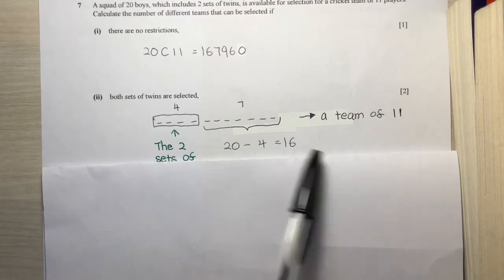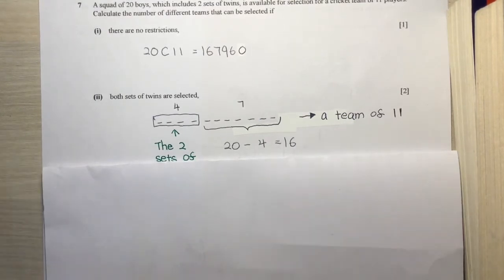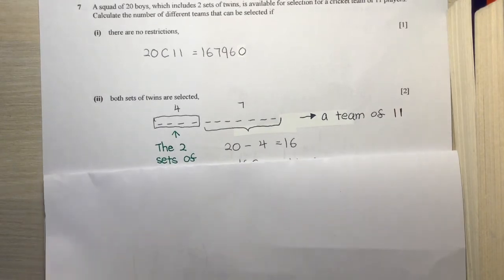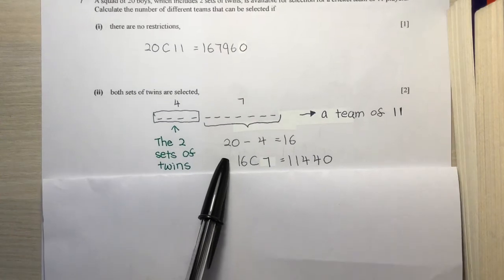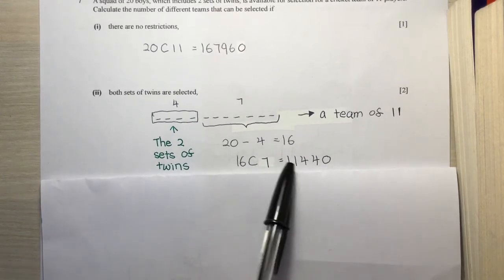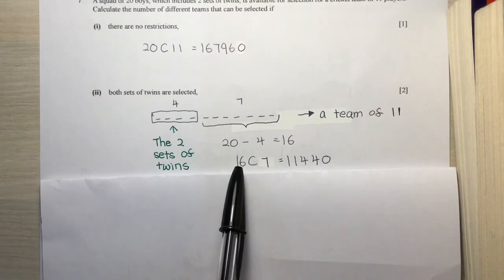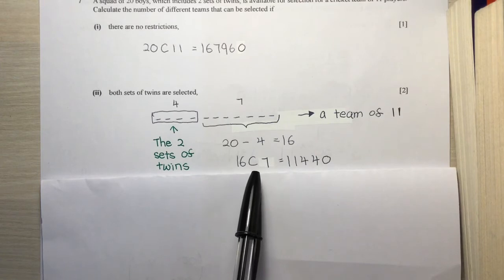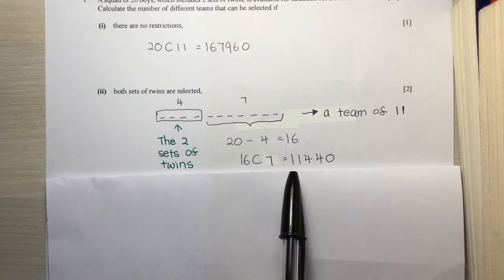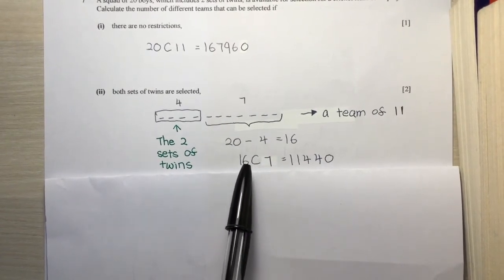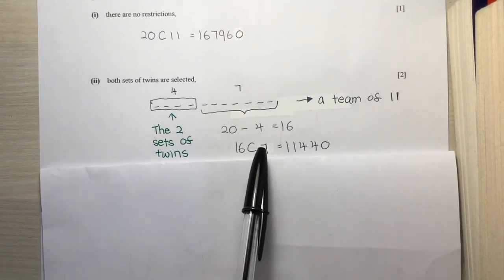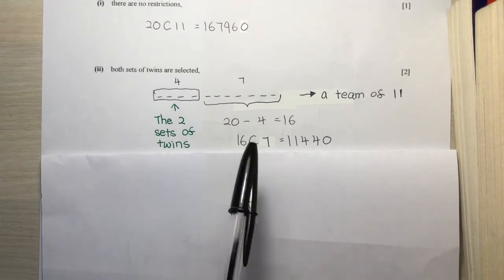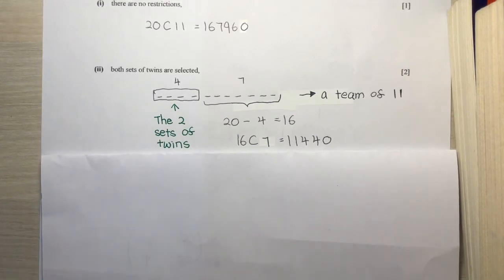After you understand the picture, it becomes pretty straightforward that all we have to do is 16C7. We have to type this in a calculator, because we already know that we have to select 7 people from these 16 people. And because order doesn't matter again, in this case, we still use combination.